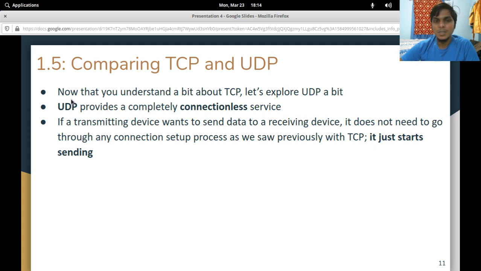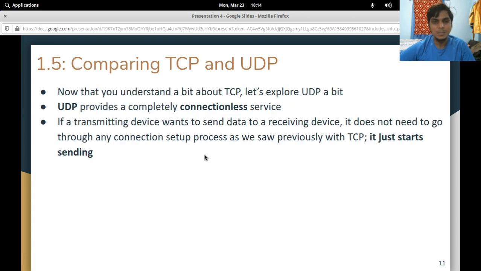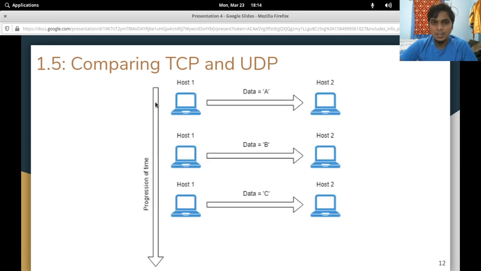So now that you understand a bit about TCP, let's explore UDP a bit. UDP provides a completely connectionless service. If a transmitting device wants to send data to a receiving device, it does not need to go through any connection setup process, as we saw previously with TCP. It just starts sending. This whole madness here, we don't need to go through that with UDP at all. We just start sending the data that we want to send. So you see here, host 1 wants to send the alphabet to host 2, so it just starts sending A, B, C. Don't waste any time setting up all of that madness.